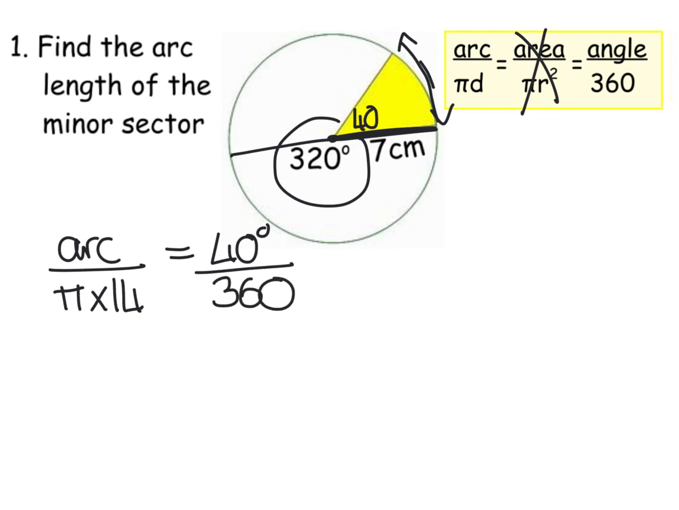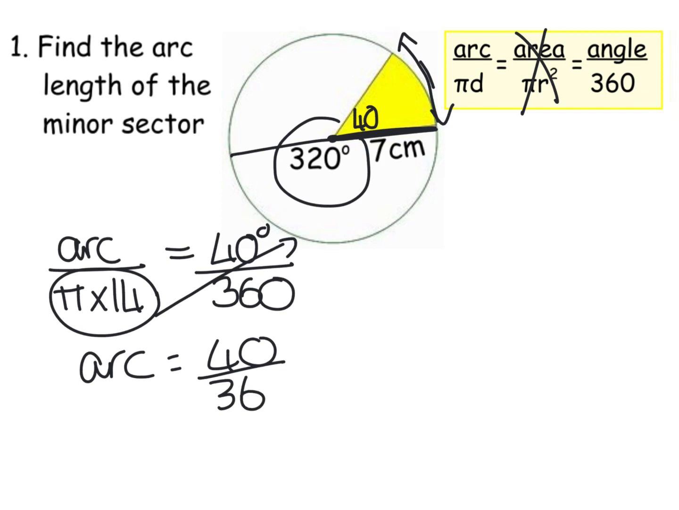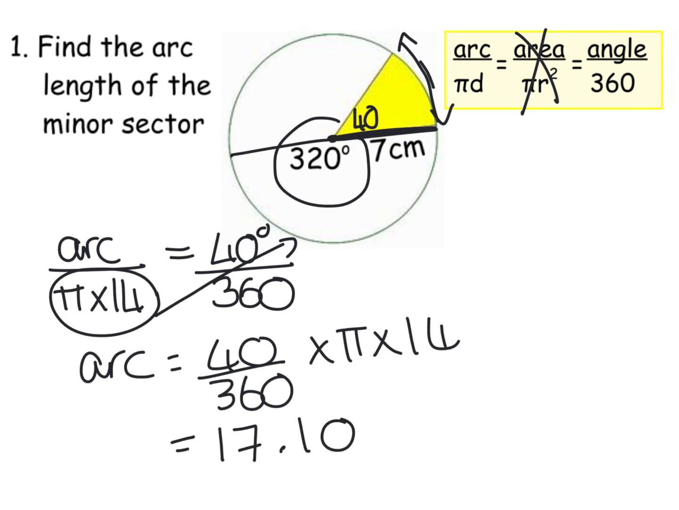Then basically we want arc on its own, so this pi times 14 is in the wrong place. So it's going to cross multiply and come up here after the 40 degrees. So I then have arc equals 40 over 360 times pi times 14. And then you type this into your calculator and you will get 17.104226. I always like 2 decimal places if it's not been specified. So it's safe to say that that is 17.10 centimetres to 2 decimal places.